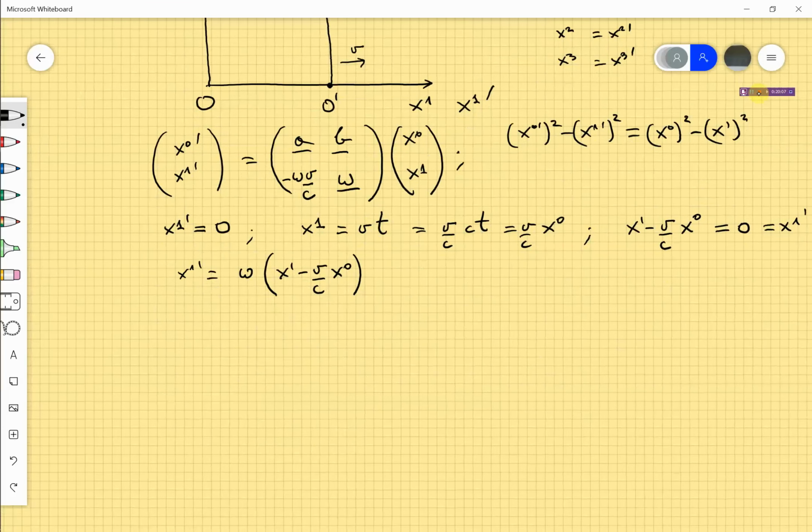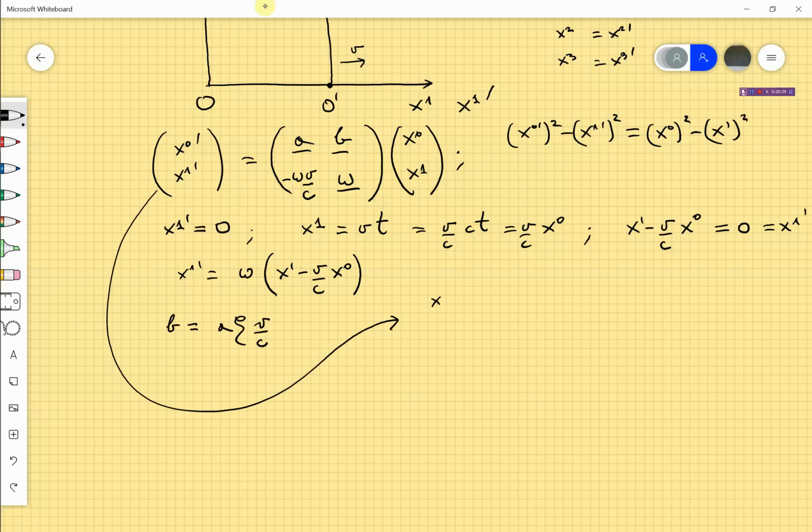Another simplification that we are going to make, just a simplification in notation in order to solve the equation more easily, is that we are going to rewrite B as A times Z V divided by C. So this is just a change of variable from B to Z. And then these linear transformations in terms of these variables will take the form x0 prime equal to A x0 plus Z V divided by C x1, and x1 prime equal to omega x1 minus V divided by C x0.